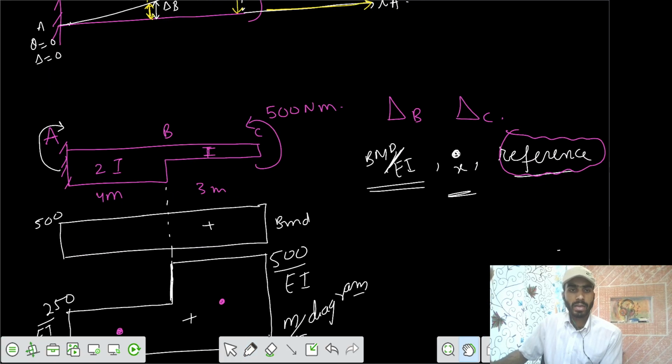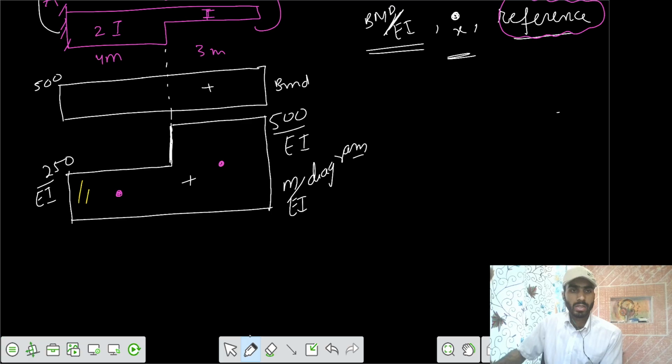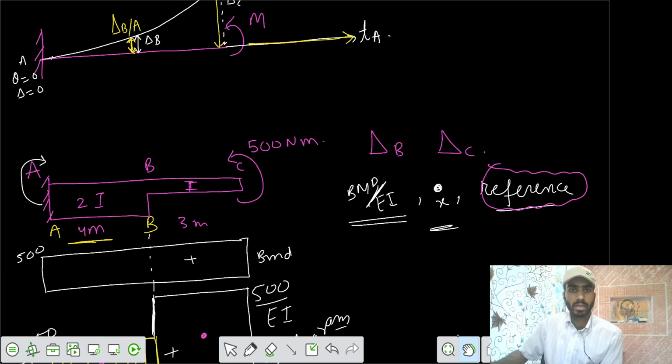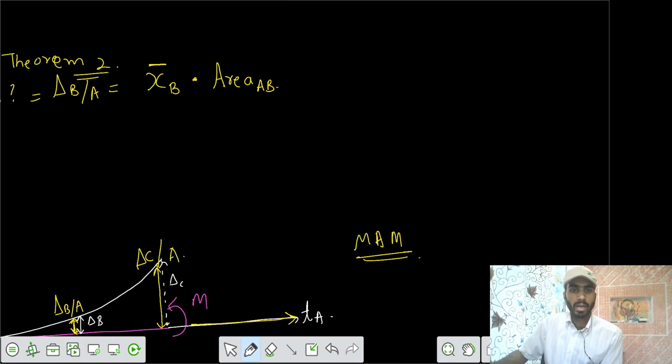We have the area between A and B, which equals this. This is your point B, this is point A. The area between the two points is 250 into 4 meter. We can write the area as 250 by EI into 4 meter, in kilonewton meter or Newton meter, whatever. You can check the units later. So we got this value.